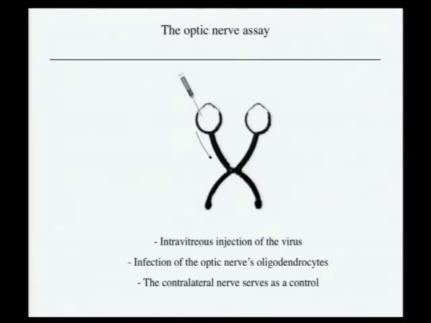So if you infect the optic nerve, you expect the virus to travel down the axon that I showed you before, and if it's going to cross from the axon into the myelin and the oligodendrocyte, you should be able to observe that in the optic nerve.